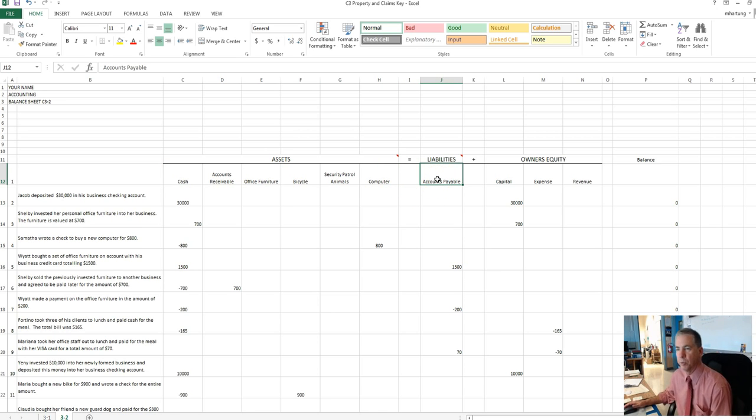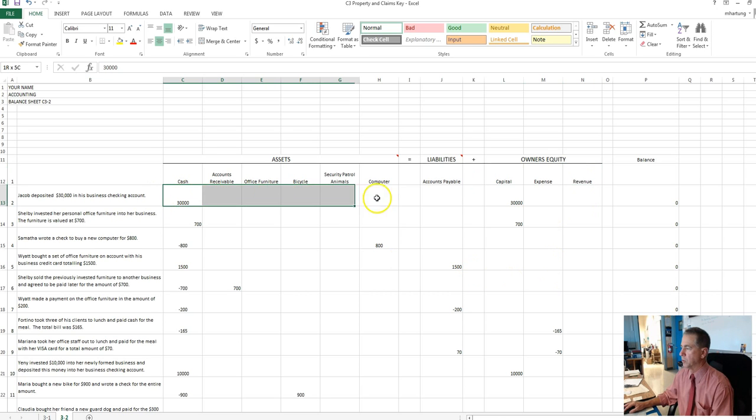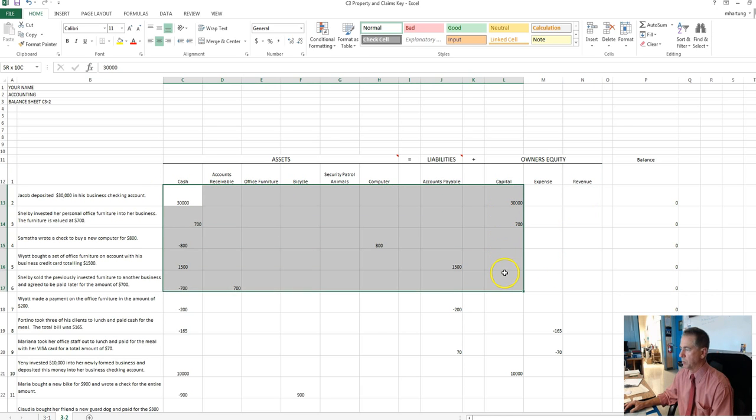Then we just have one liabilities account, accounts payable, where you record a transaction where you owe money to somebody. Under owner's equity, we have a capital account where we keep track of the owner's claim to the assets of the business. Then we have an expense category and a revenue category that we'll talk about a little bit later on. I'm going to go ahead and delete some of these and then rebuild them.